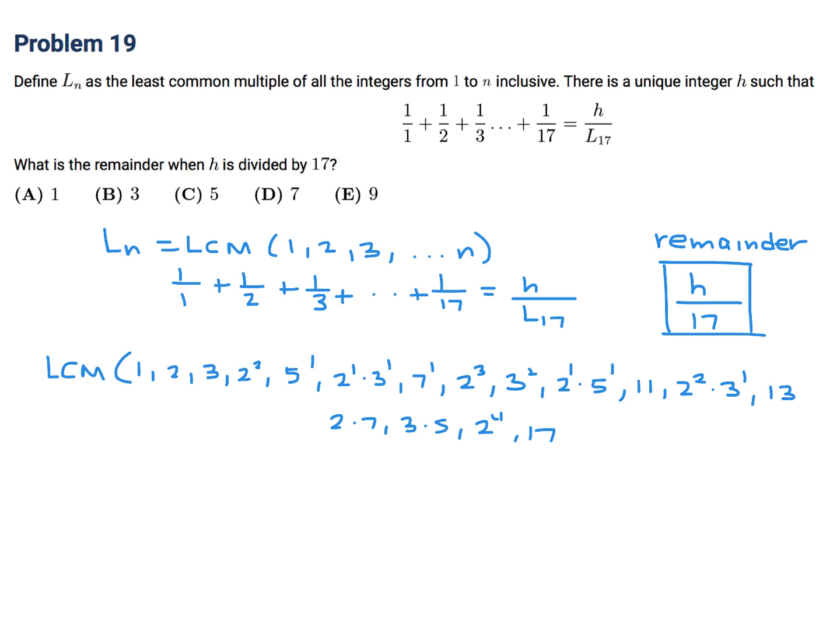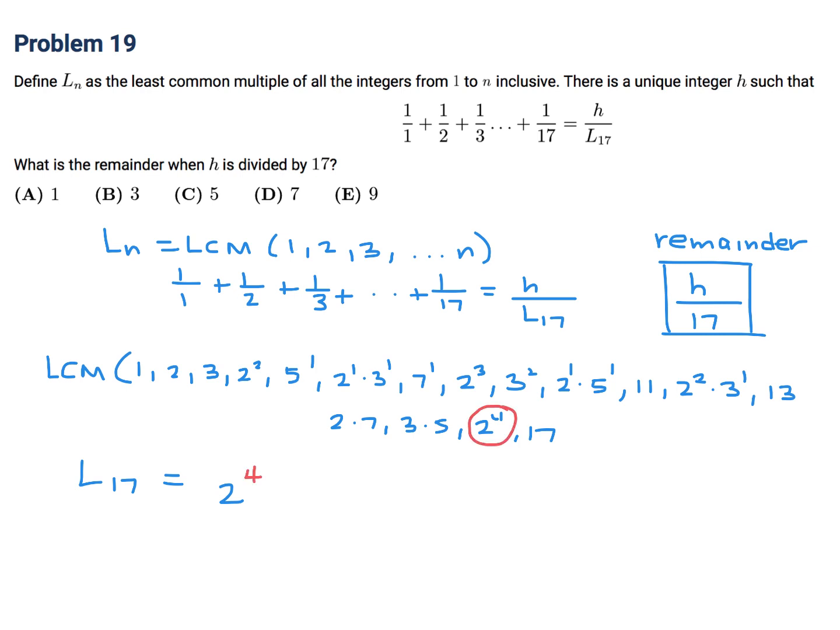So this is not going to be a problem. L17, remember, when you're taking least common multiple, think biggest. So I've got to take the biggest of every prime factor. So 1 is not prime, so I just start with 2. The biggest of 2 is 2 to the power of 4 right here.